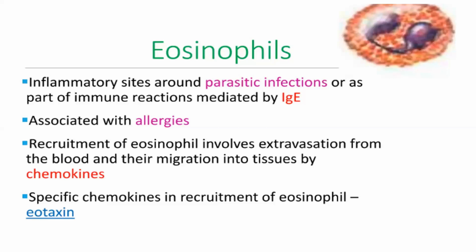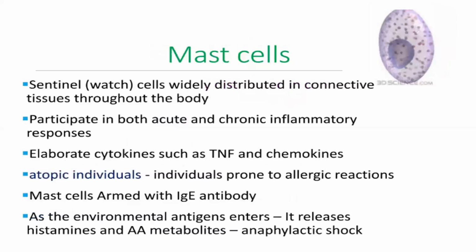Recruitment of eosinophils involves extravasation from the blood and their margination into the tissue by chemokines. So recruitment and extravasation of eosinophils is in response to chemokines. A specific chemokine is present for the recruitment of eosinophils, that is eotaxin. Eotaxin is the chemokine that helps in the extravasation of eosinophils.